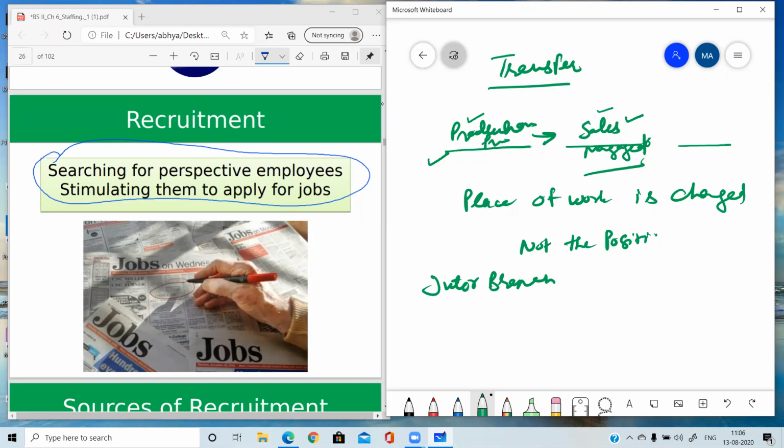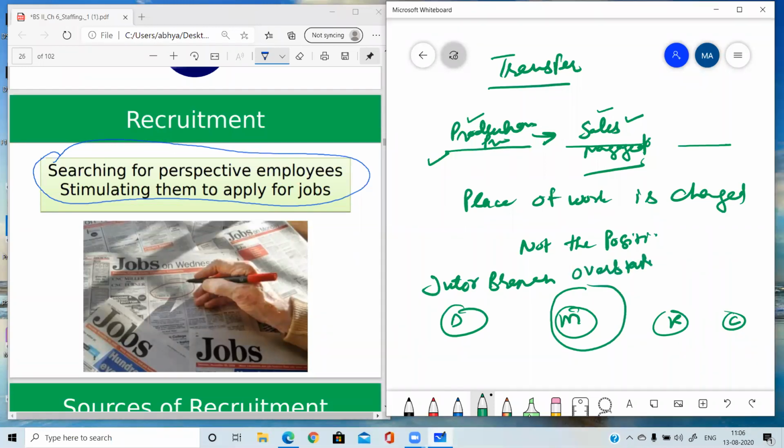Inter-branch transfer means, suppose an organization has 4 branches in different cities: Delhi, Mumbai, Kolkata, and Chennai. So this particular branch is overstaffed. Overstaffed means the number of employees required is less and the actual employees are more. And these 2 branches are understaffed. So the organization wants to fill the vacant positions in these 2 branches. So what is the option in front of the top management? The surplus employees can be shifted to the other branches which are in different cities.